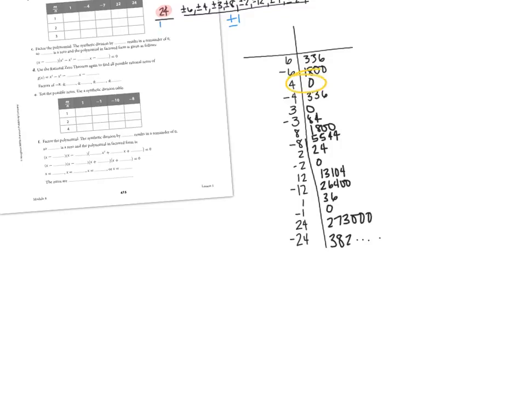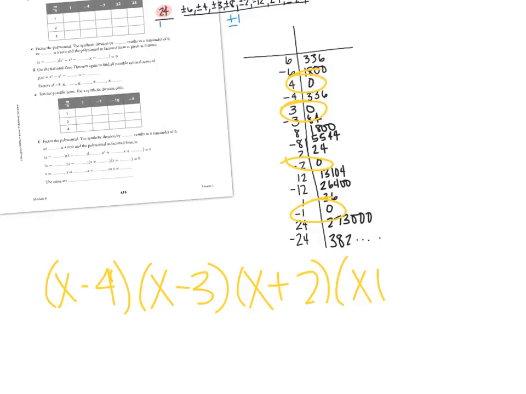If I know my 4 zeros, okay, what's my first factor? X minus 4. Okay, what's my next factor? Minus 3. Okay, what's my next factor? Plus 2. And my last factor?